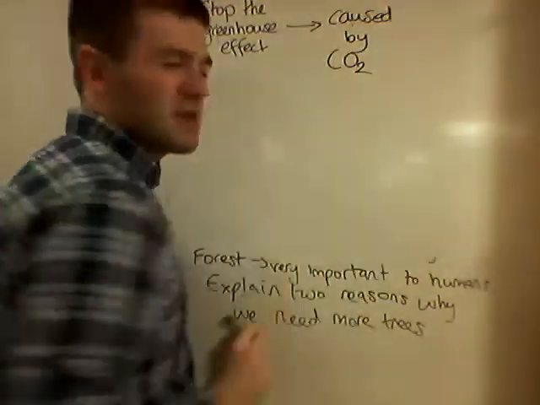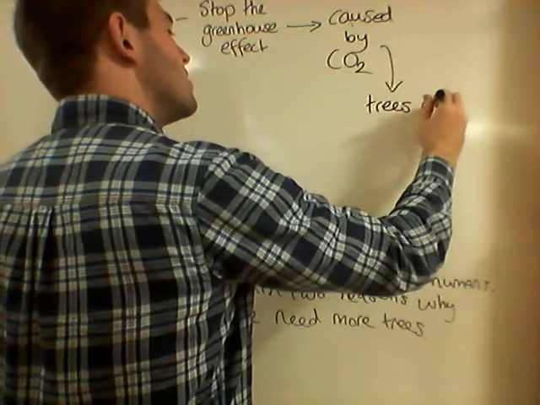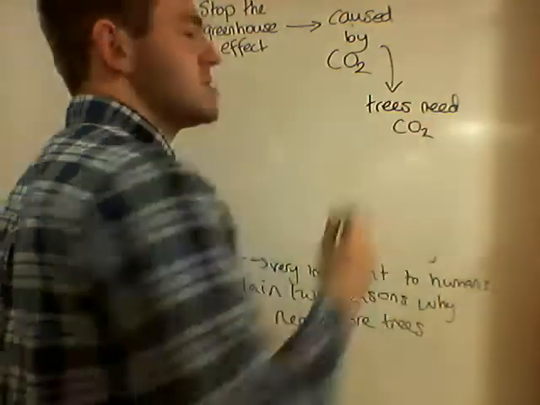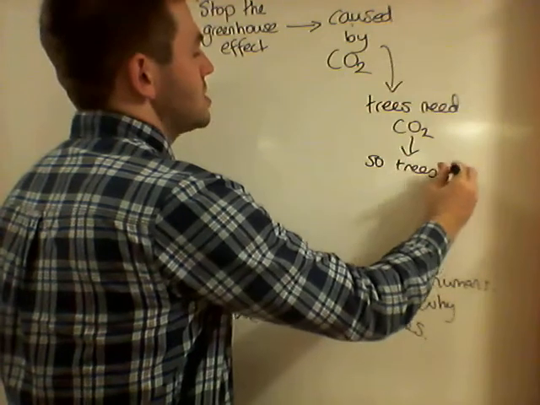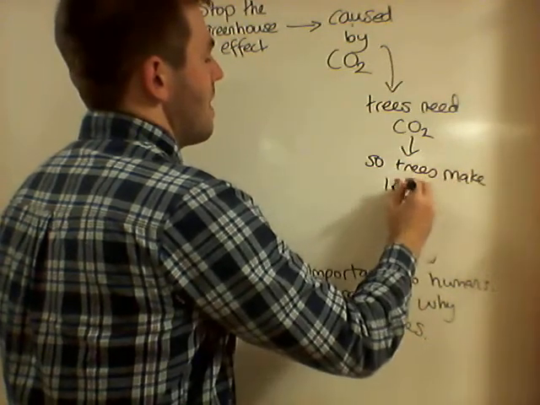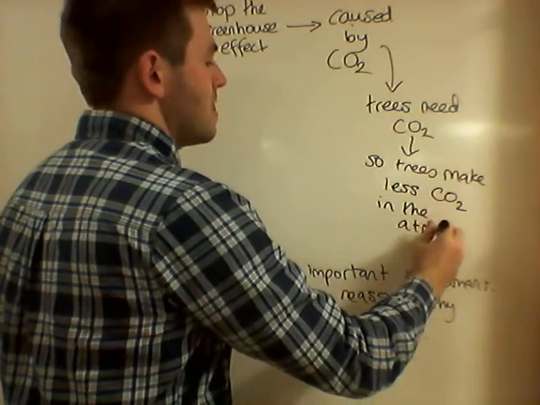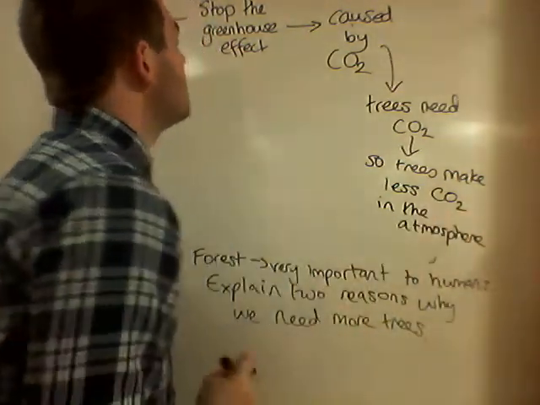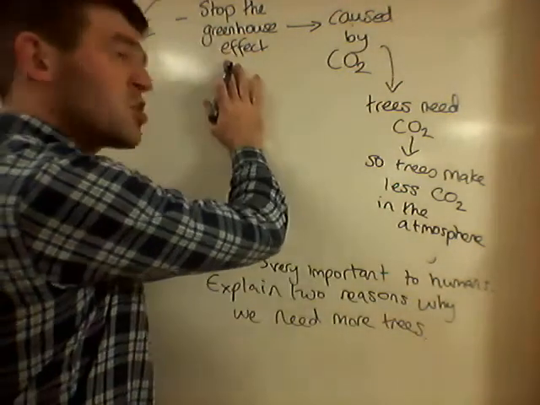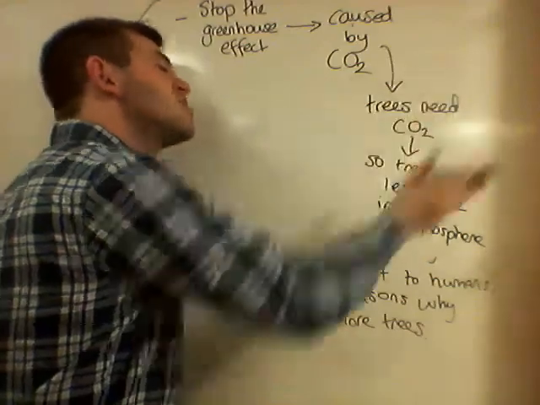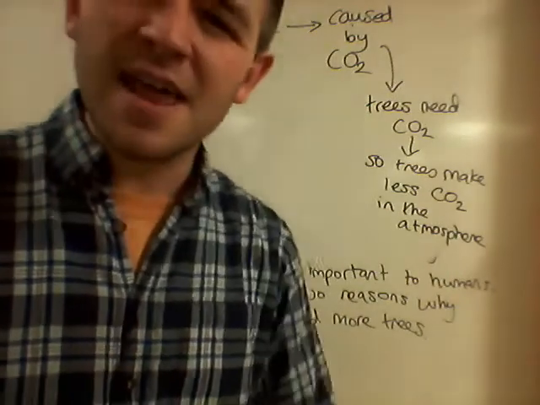I hope you can write CO2, and that's okay if you are. Trees need CO2. They take it in. So trees make less CO2 in the atmosphere. There you go. That's explained. I can see that. Okay. So this greenhouse effect is caused by CO2, and the trees need that. So if they have more trees, there's less CO2. I get it. That's good.